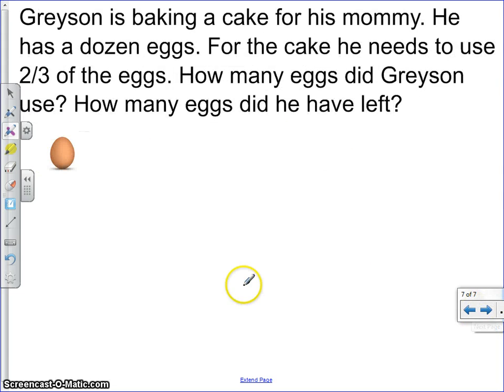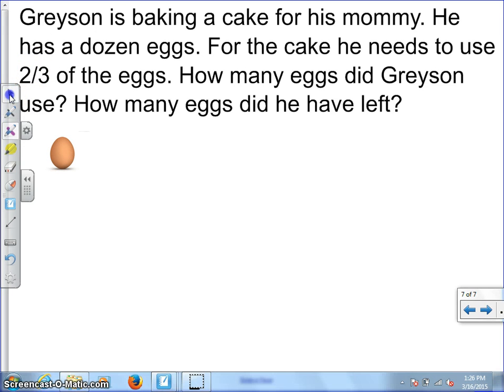Here's another example. Grayson is baking a cake for his mommy. He has a dozen eggs. Remember, in a dozen, that is 12 eggs. Okay? In 1 dozen, that is 12 eggs. For the cake he needs to use 2/3 of those eggs. So he needs to use 2/3 of 12. How many eggs did Grayson use? How many eggs does he have left?